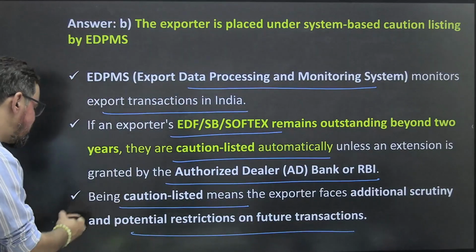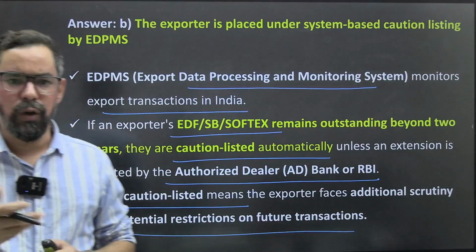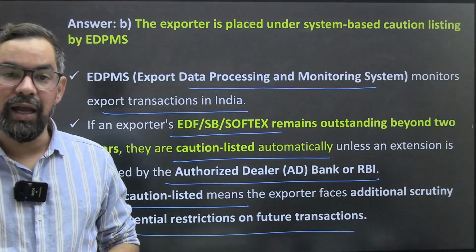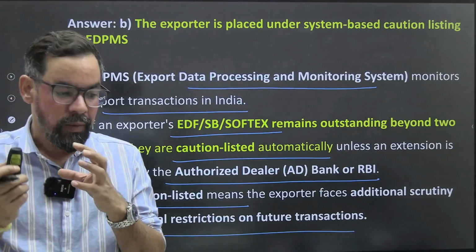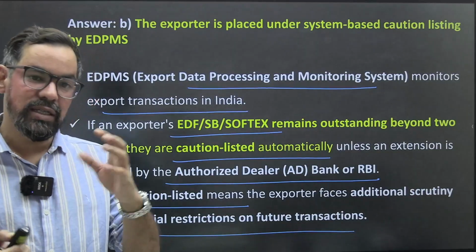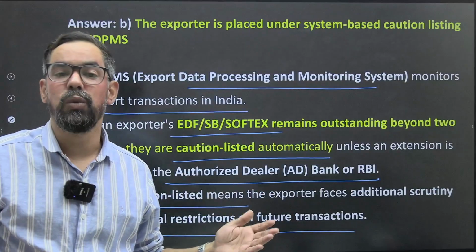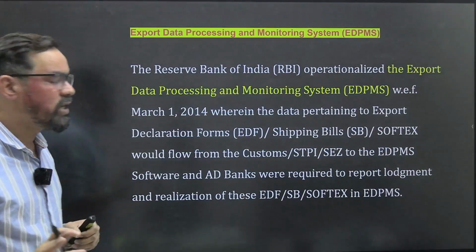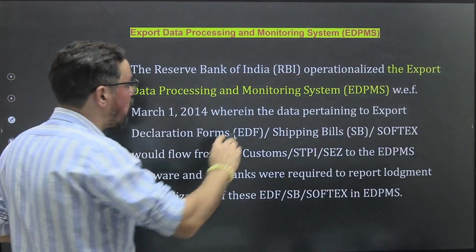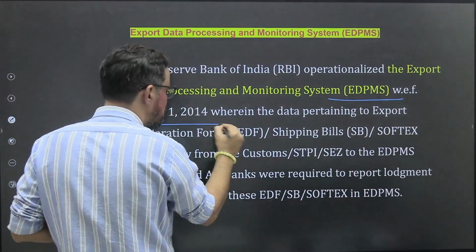What is the caution list? Basically, those exporters who are not meeting the RBI guidelines toward exports or remittances. So authorized dealers generally request RBI to put those type of exporters in the caution list itself, right? So EDPMS, we discussed this. RBI operationalized EDPMS with effect from 1st March 2014.